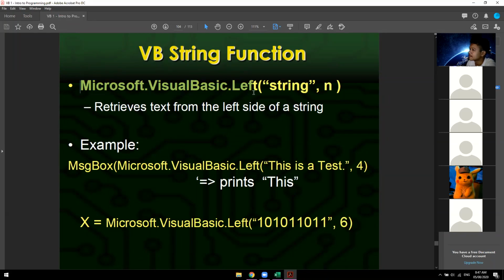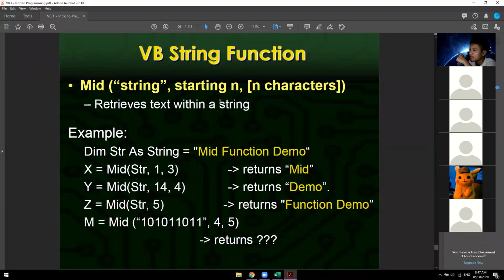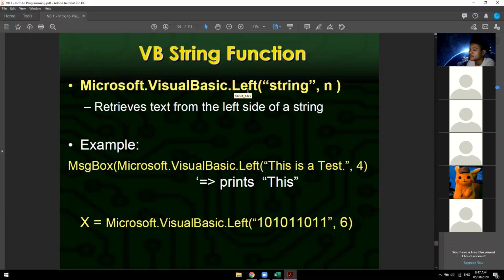Microsoft.visualbasic.left. Okay? So kung meron tayong left, meron din tayong right. Meron tayong left and right, meron din tayong mid. Isa-isa lang muna. So left muna tayo. Ito yung syntax niya: string, and then yung count of numbers, or n.